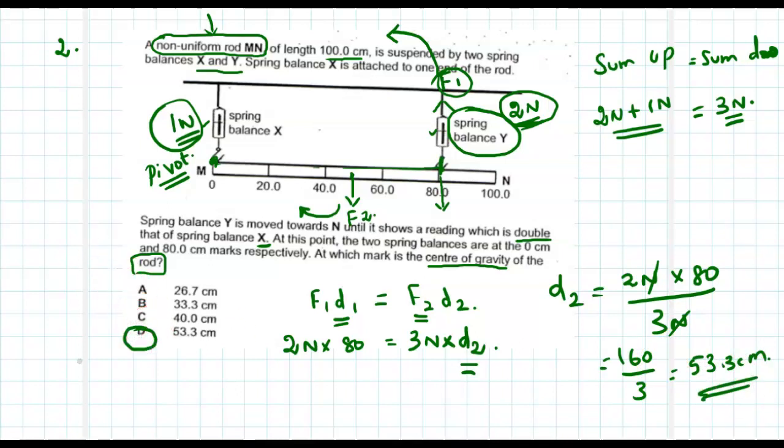Like that we have to sort out the problem. So the important concept here is that the total upward force is equal to the total downward force. Sum of upward is equal to sum of downward. This is the trick.